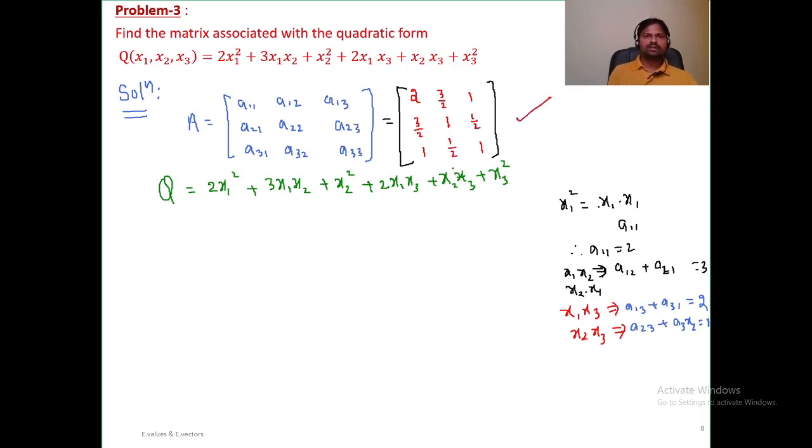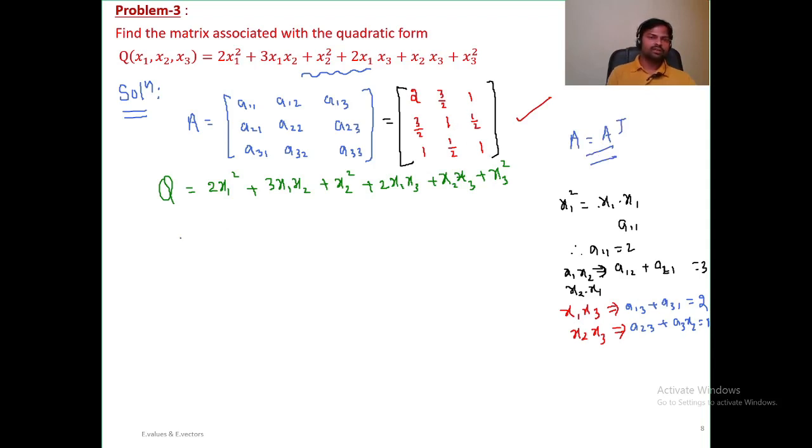Take this matrix and you find the quadratic expression. Exactly you will get this one. And this matrix is a symmetric matrix. Check once: 2, 3 by 2, 1. And 3 by 2, 1, 1 by 2. And 1, 1 by 2, 1. If A is equal to A transpose, then this is called a symmetric matrix, right? This matrix is satisfying this condition. Therefore, this is a symmetric matrix, and this matrix is unique.